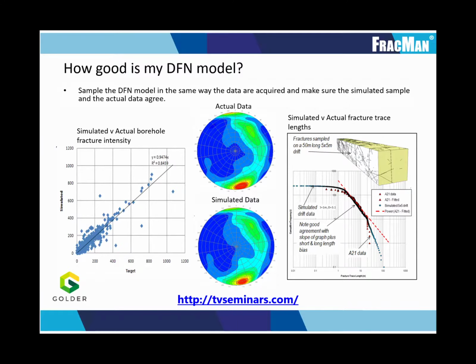This example on the screen shows a comparison between the target and simulated fracture count from a DFN model, showing a very good agreement. In the middle, we have the actual and simulated orientation data from the model. And lastly, we have a comparison between mapped structure lengths in the field in red and simulated drift mapping in blue. And we can see the goodness of fit between the DFN model and the simulated sampling of that model is good.